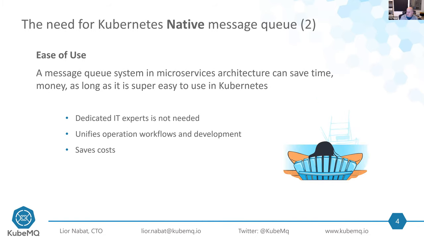From an IT perspective, if you need to deploy the whole backend or some kind of architecture, and you have a native message queue that, for example, has an operator, you can build it through your pipeline with your CI/CD. You can deploy it very quickly. You can scale up and down. You can use whatever kind of controllers you want to use. And it also unifies the operation and workflow of all your deployment.